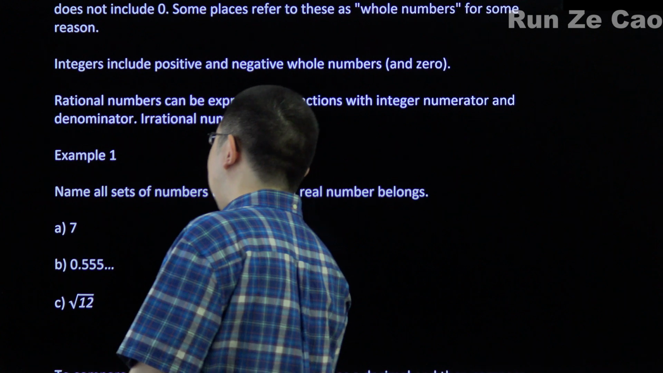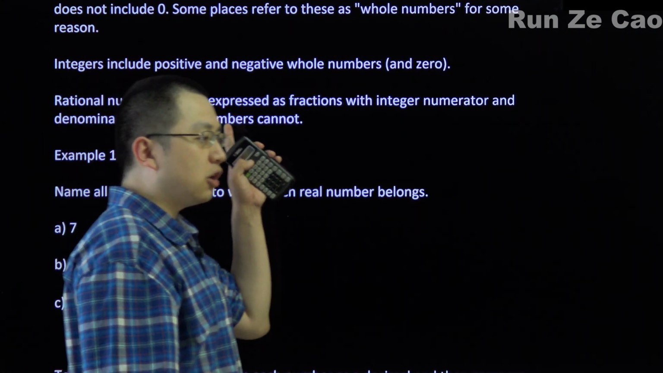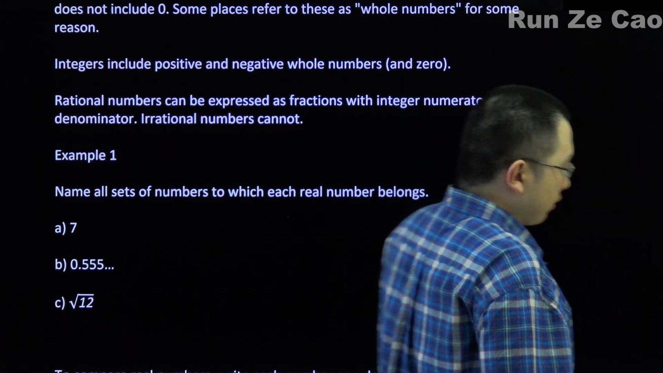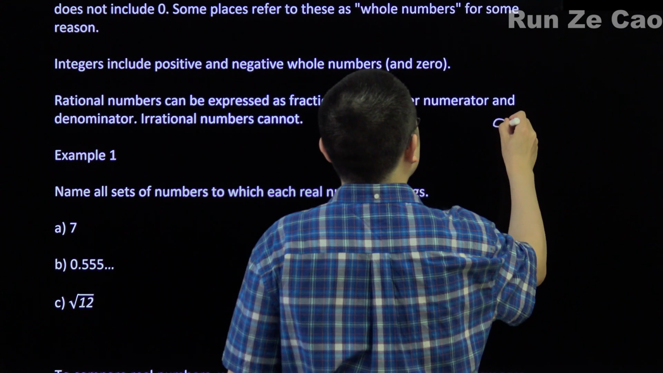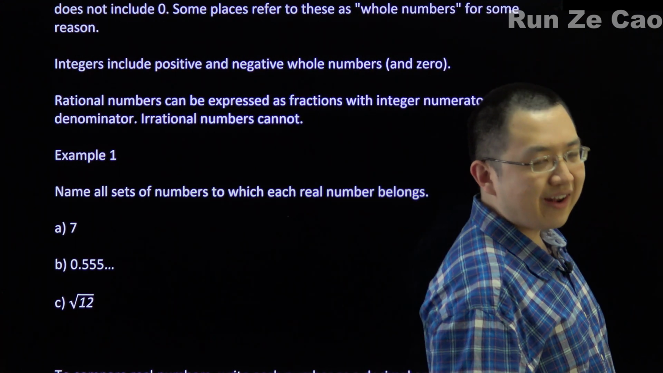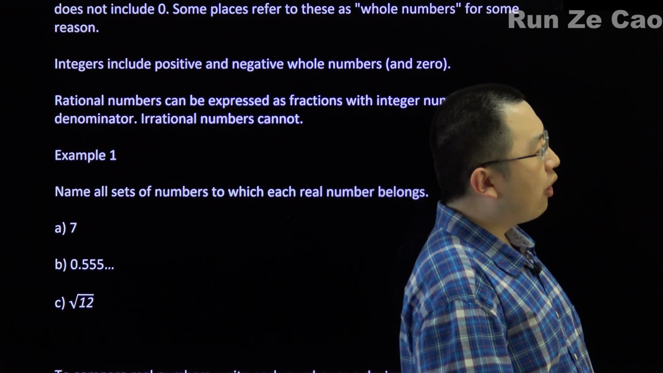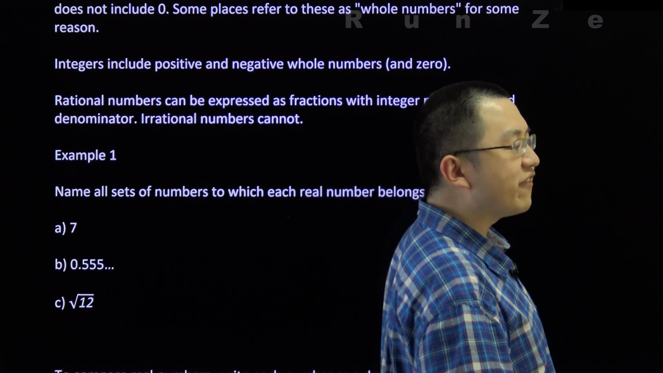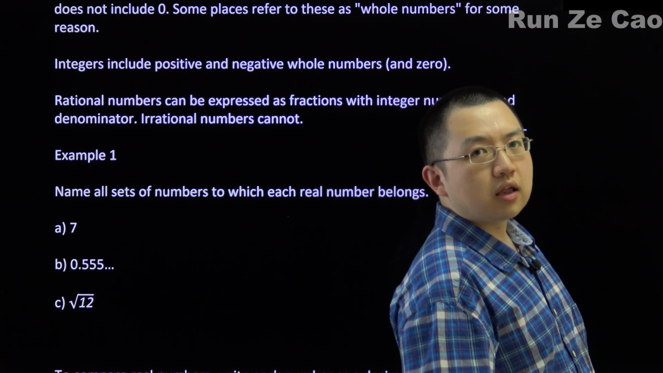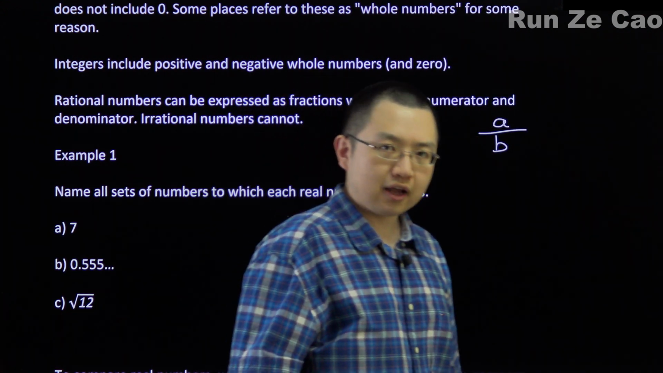Okay, rational numbers can be expressed as fractions with integer numerators and denominators. So they can be expressed as some integer over some other integer. Irrational numbers cannot. Rational numbers, if you express them as decimals, will always repeat themselves or be finite in length. Irrational numbers have infinite decimal places and are non-repeating.